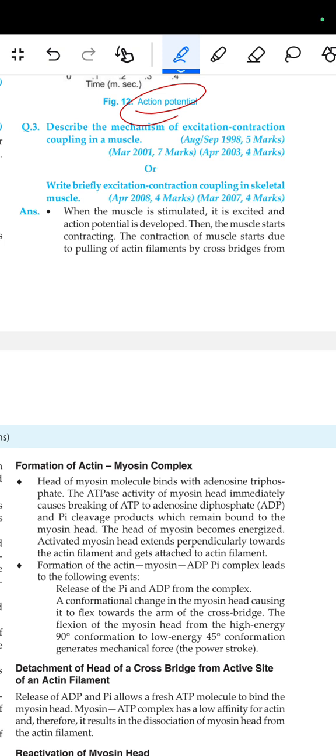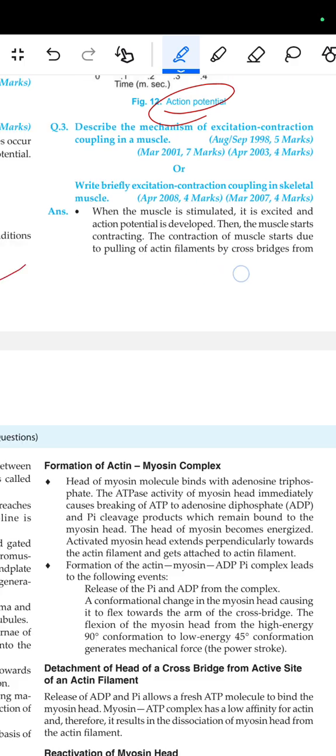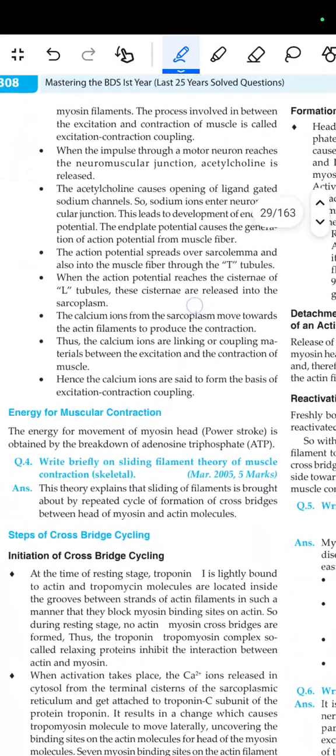Or write briefly on excitation, contraction, coupling in the skeletal muscle. When the muscle is stimulated, it is excited and an action potential is developed. Then the muscle starts contracting. The contraction of the muscle starts due to the pulling of the actin filament by the cross bridge from the myosin filament.